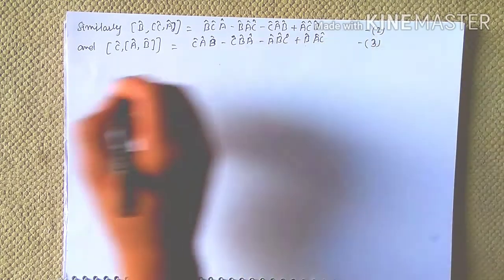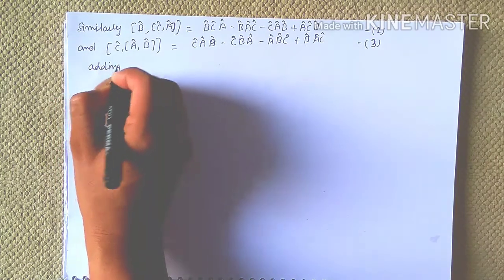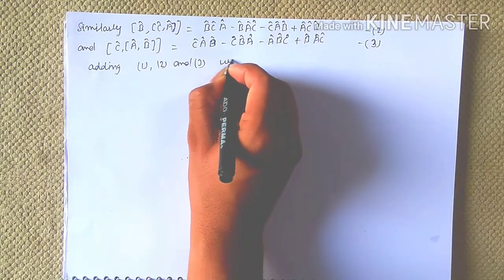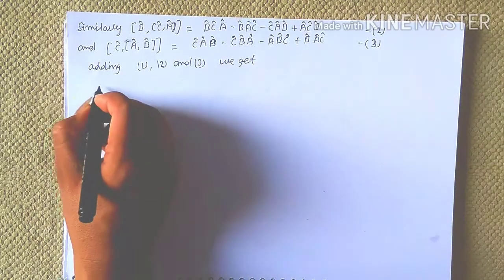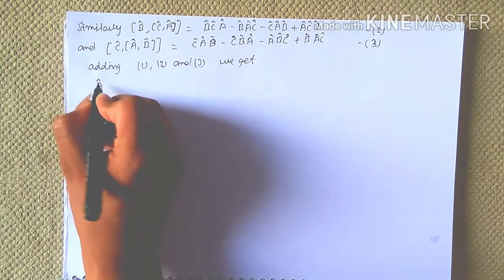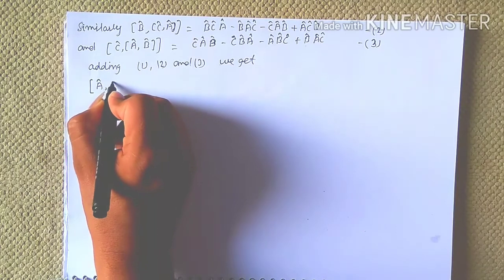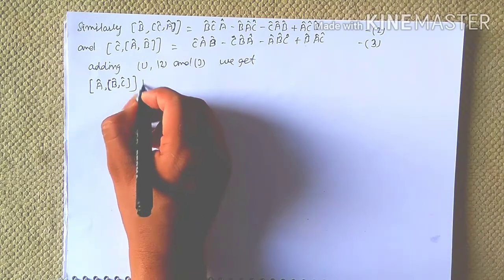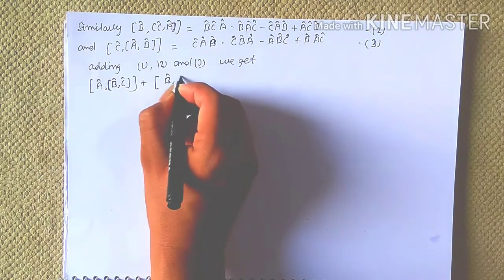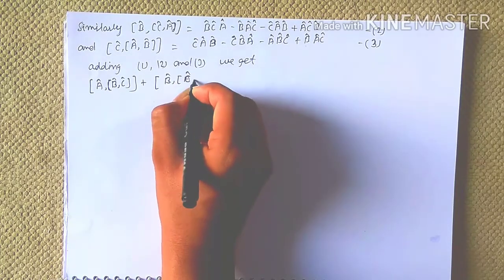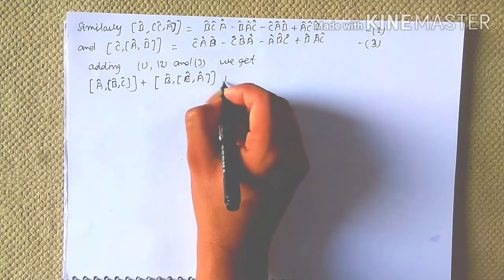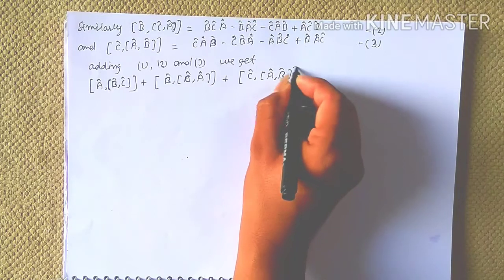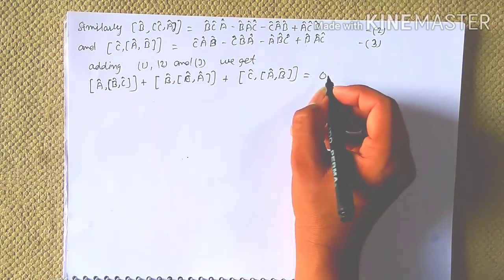Equation 3. Adding equations 1, 2 and 3, we get A cap commutator of B cap and C cap plus B cap commutator of C cap and A cap plus C cap commutator of A cap and B cap equal to 0.